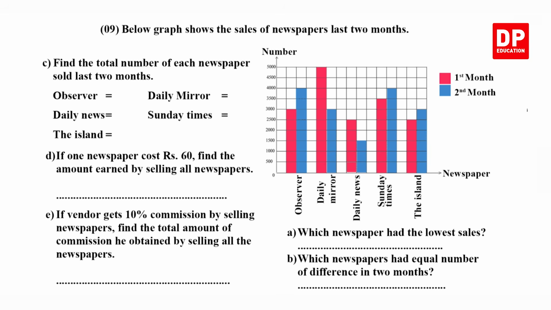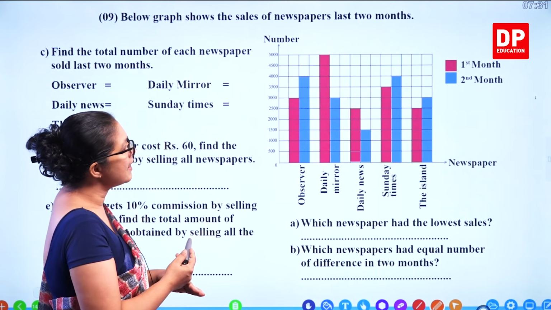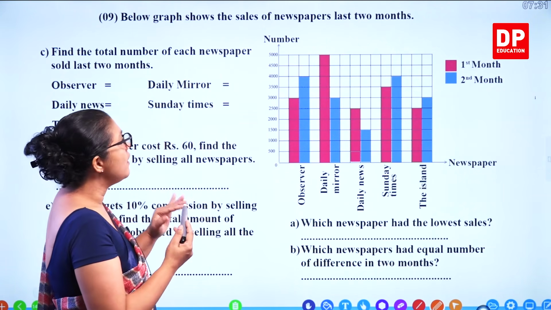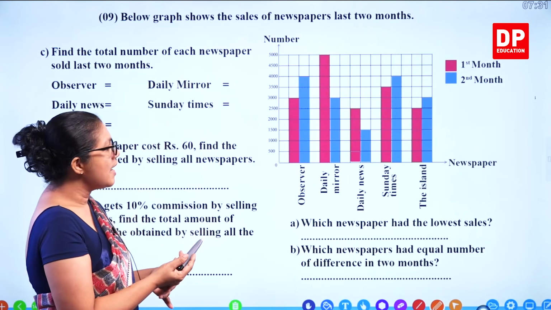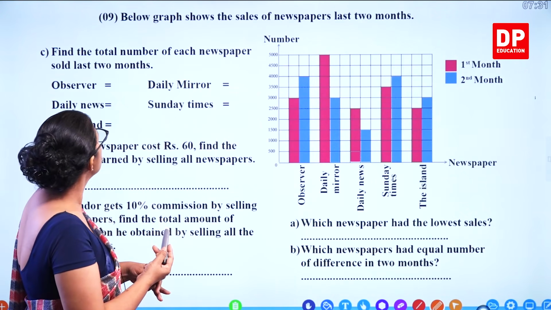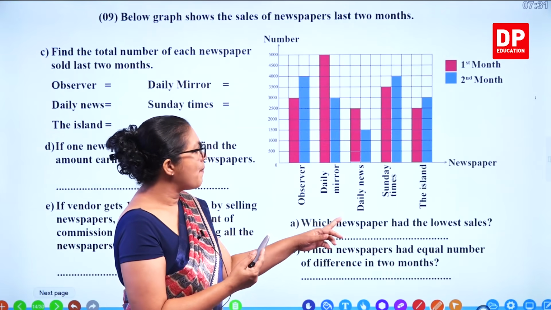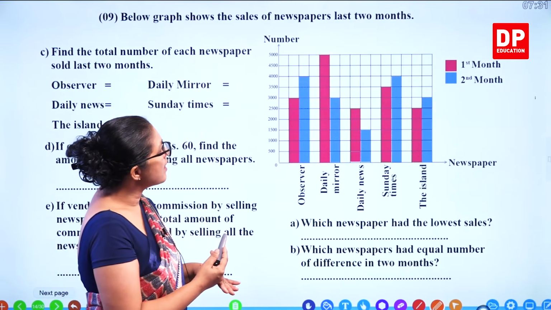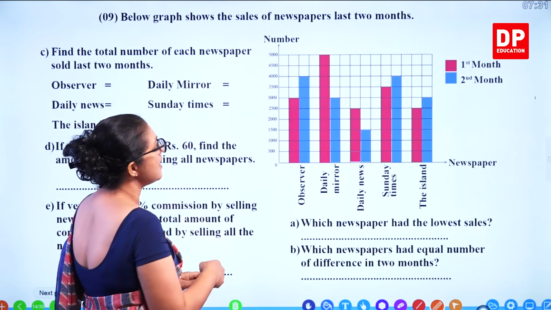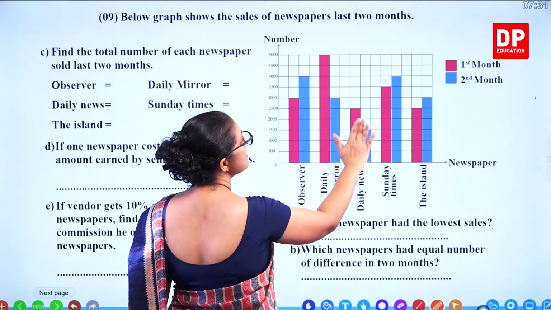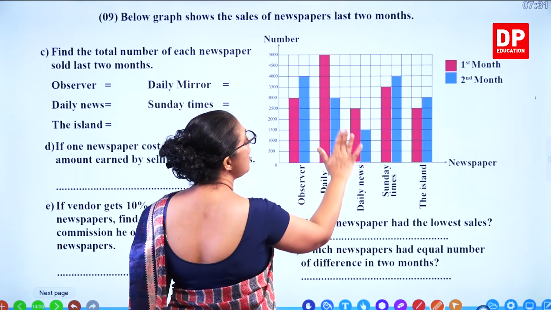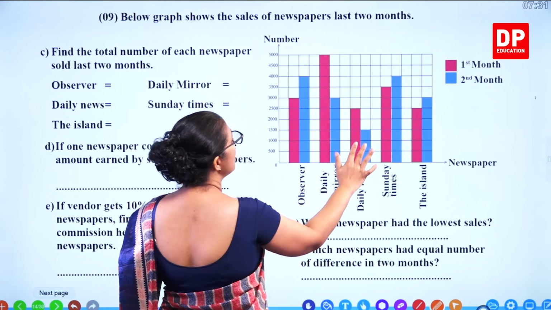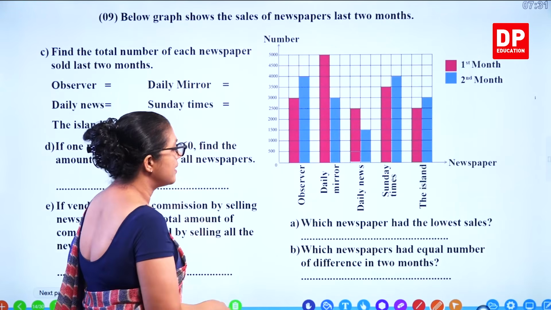Look at this example. The graph below shows the sales of newspapers over the last 2 months. The first month and second month are given separately. So by looking at the graph, you can interpret. So we are trying to interpret now. Which newspaper had the lowest sales at once? You can look at the graph and see the first month and also the second month. These two are both the lowest values. So here, what's the newspaper? Daily News.